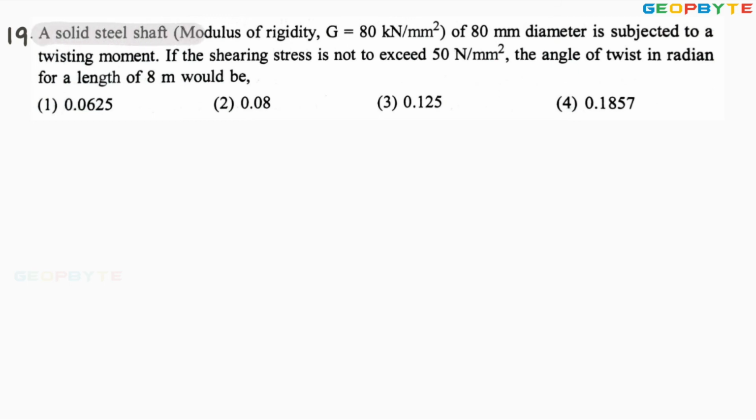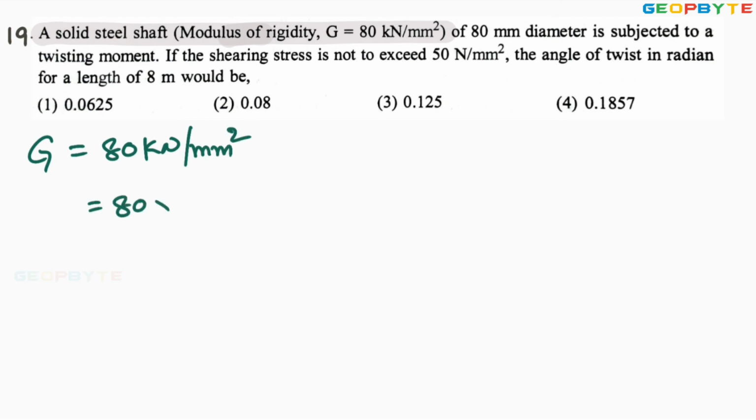A solid steel shaft of modulus of rigidity. The shear modulus or modulus of rigidity G equal to 80 kilonewton per mm square. It is equal to 80 into 10 power 3 Newton per mm square. Of 80 mm diameter, shaft diameter D equal to 80 mm.